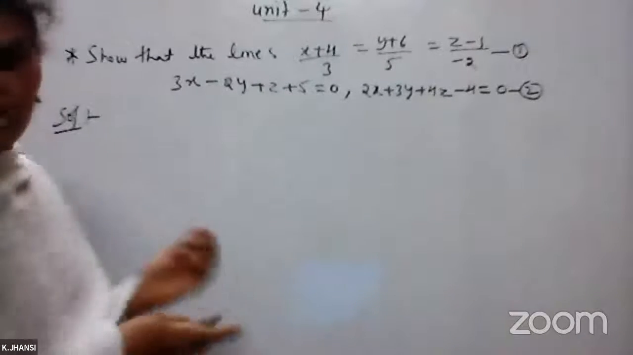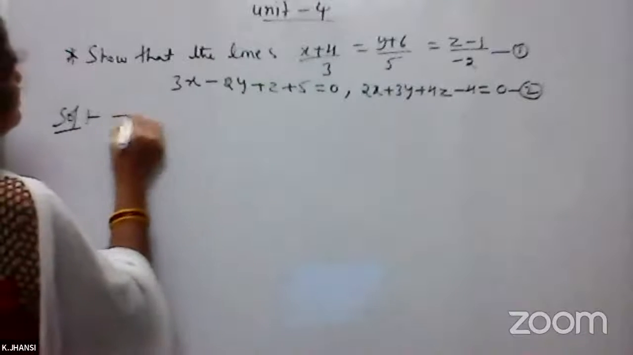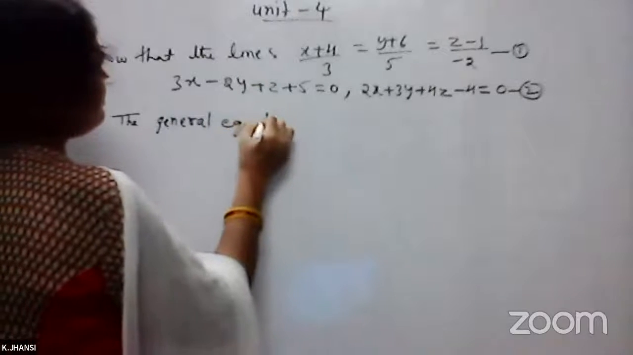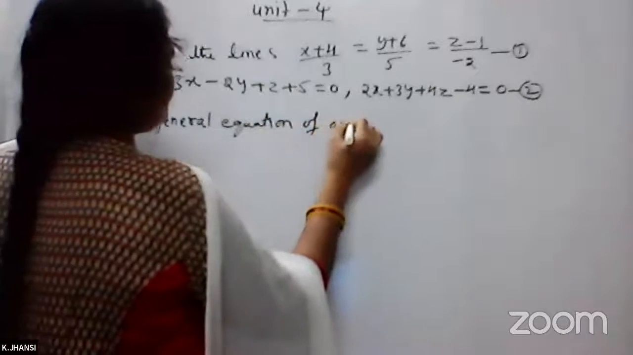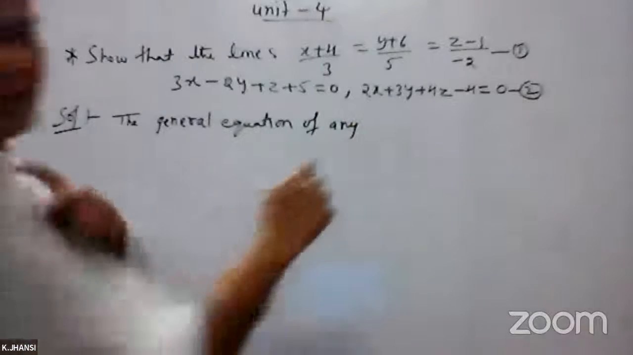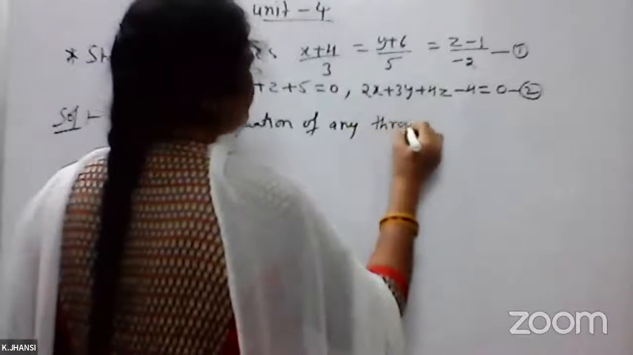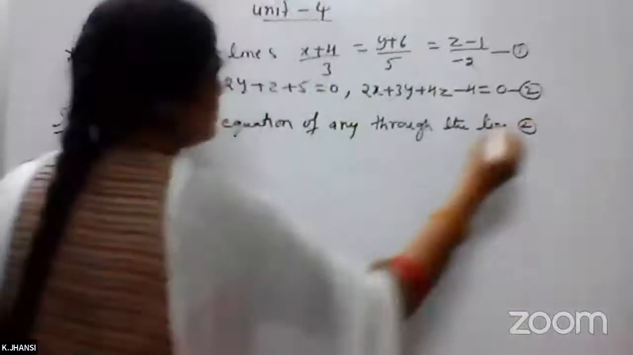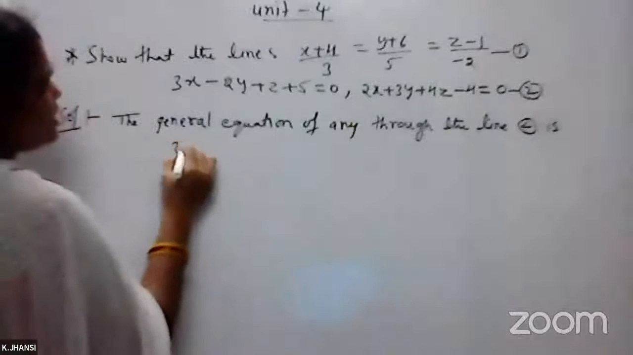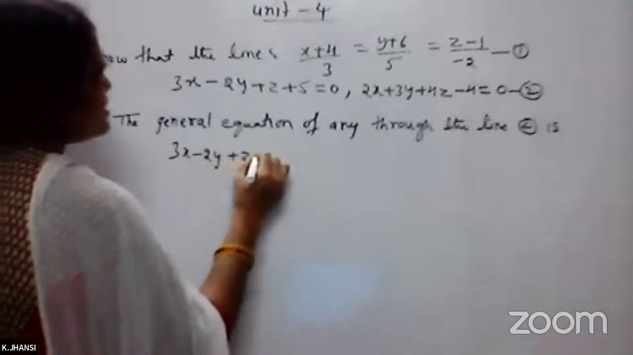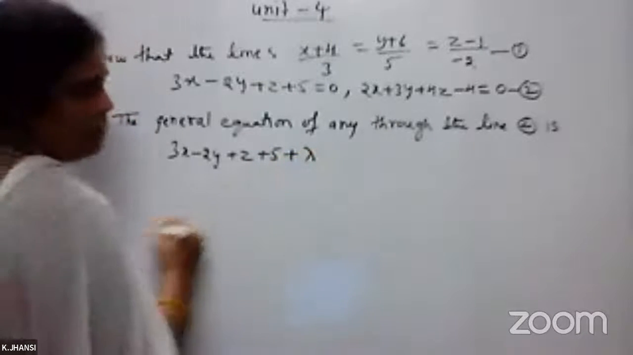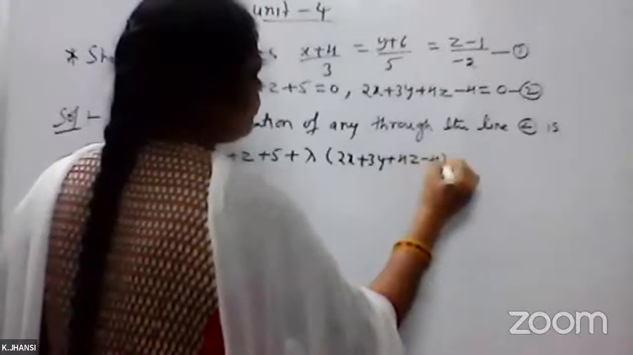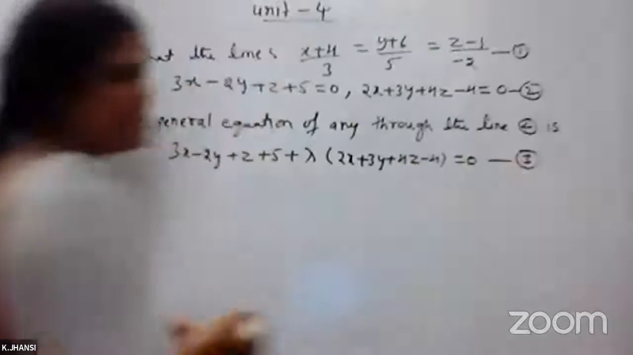So the general equation of any plane through the line is, okay, it is 3x minus 2y plus z plus 5 plus lambda into 2x plus 3y plus 4z minus 4 equals to 0. You put it as equation 3.